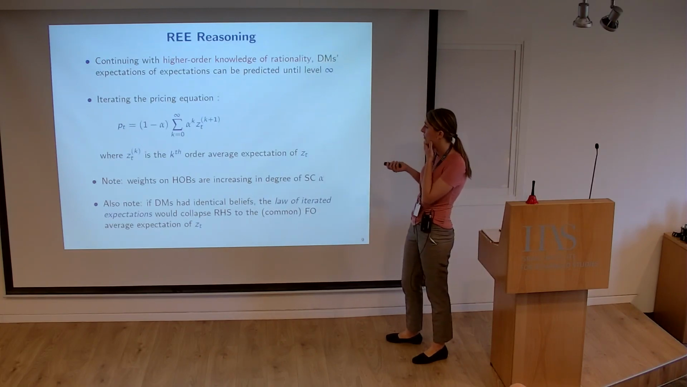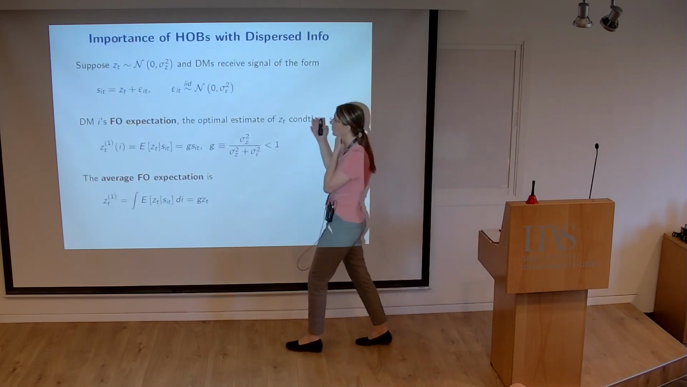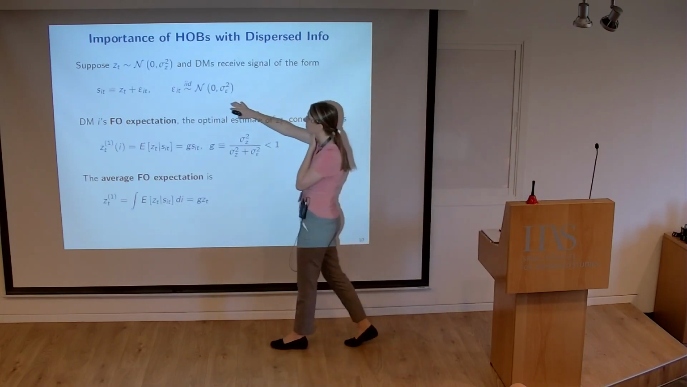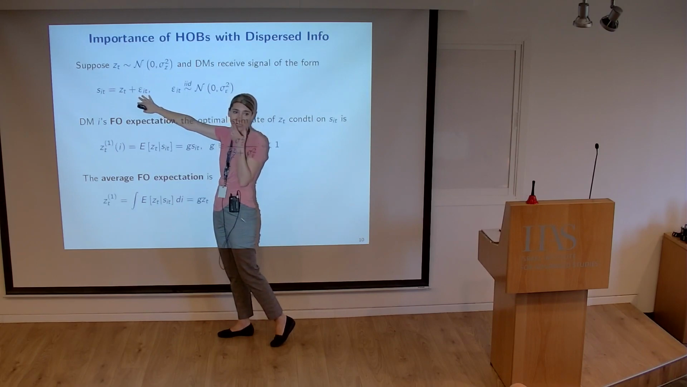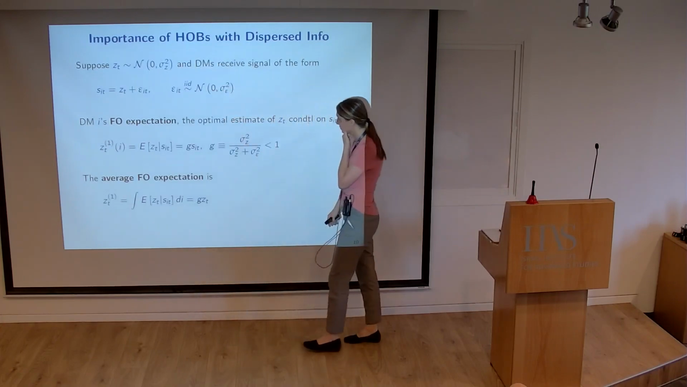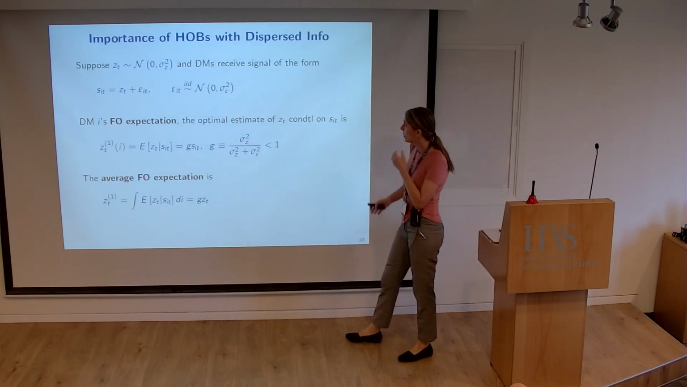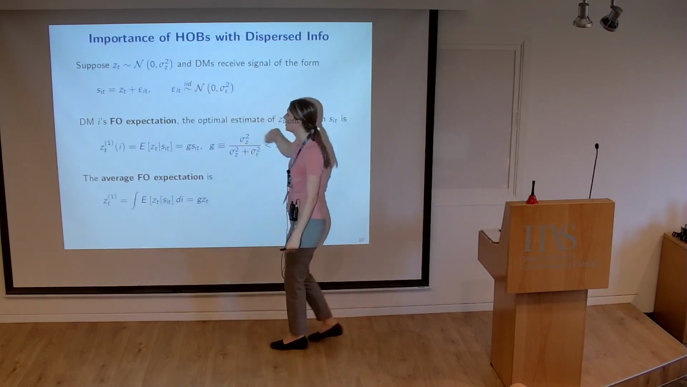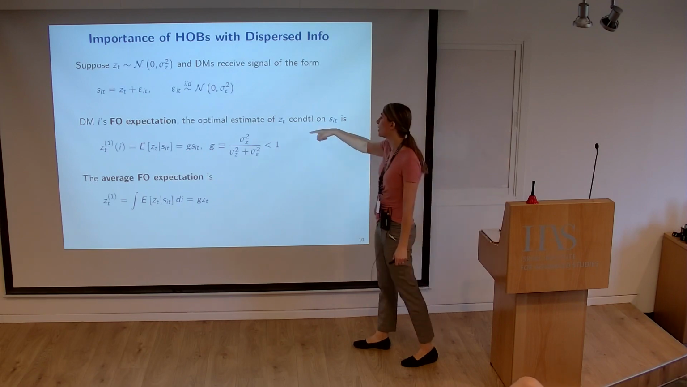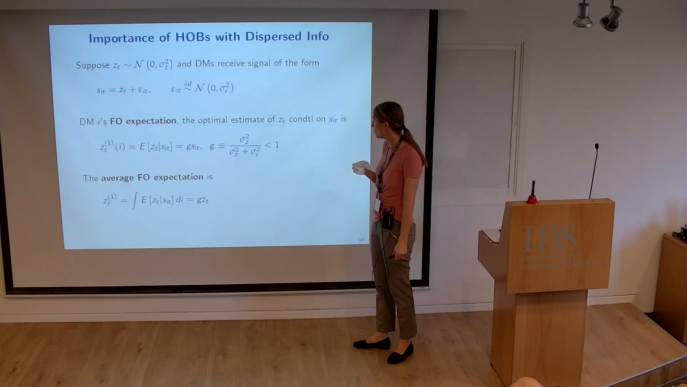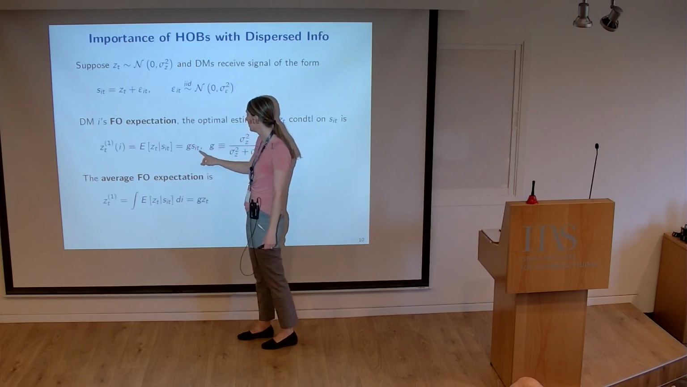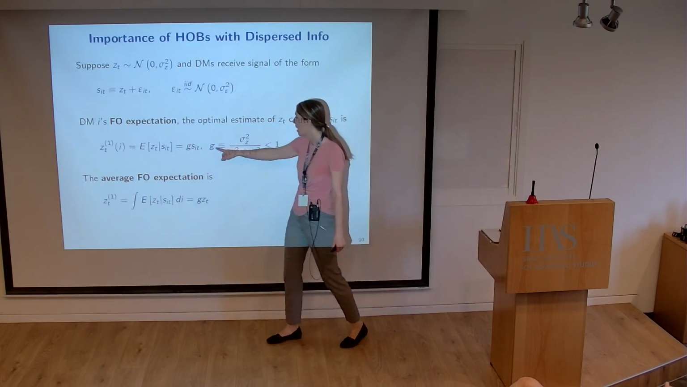And let me give you just a very simple example where suppose Z_t is a normally distributed random variable. That's the fundamental that I'm trying to learn about. And suppose decision makers receive these private signals that I can justify with some basic rational inattention type setup, where the signals are IID with some noise, and these two variances are going to be important because they're going to give us the rate at which the decision maker is learning about the fundamental. So then I can write a decision maker's first order expectation, the optimal estimate of Z_t conditional on the signal, as just G times the signal, where this gain parameter G is the ratio of these variances.